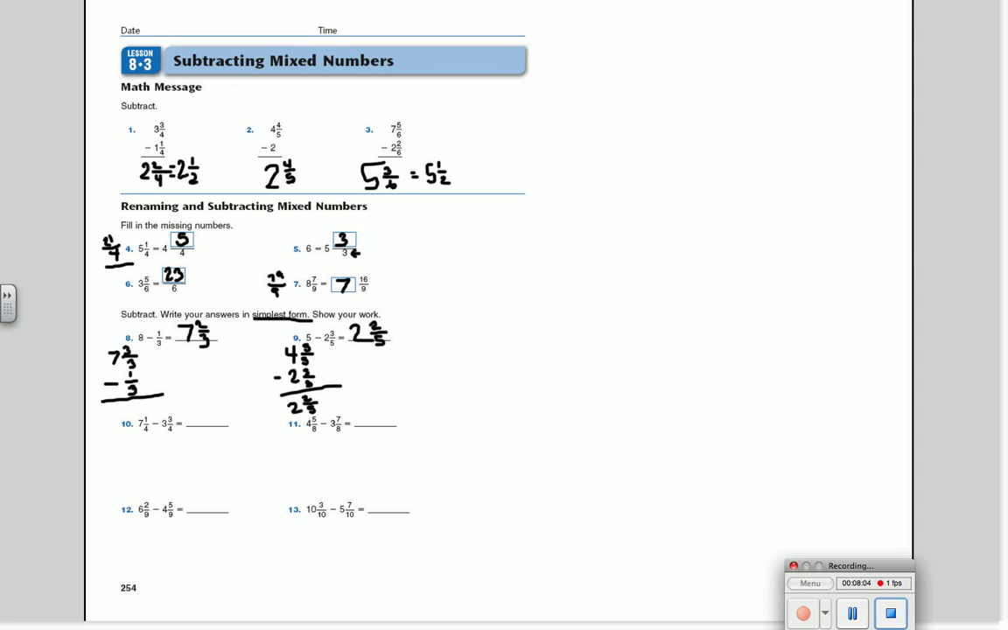All right, so I got 2 2/5, and I know that's in simplest form because I can't divide 5 and 2 by the same number. So 2 2/5 is my answer.